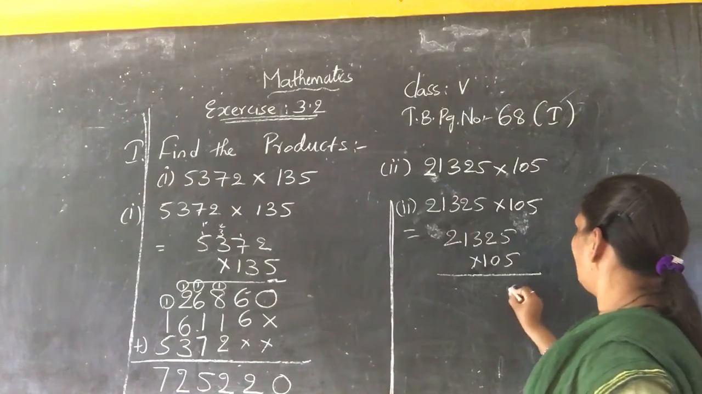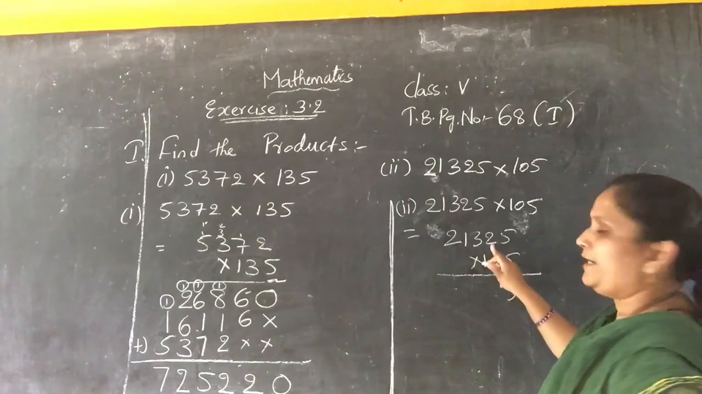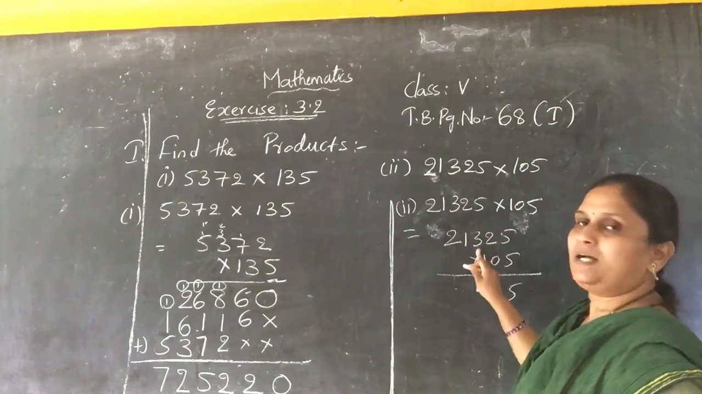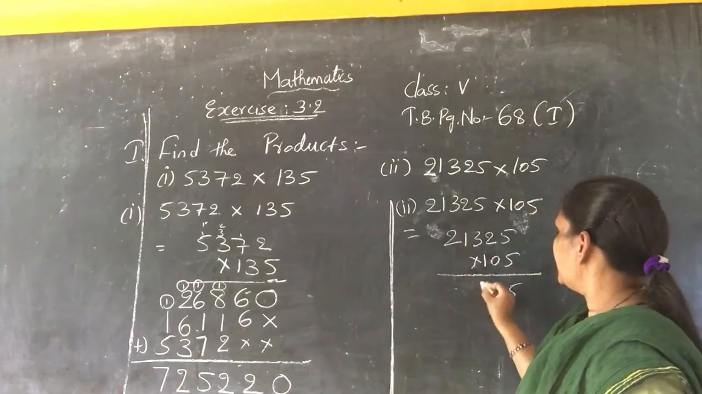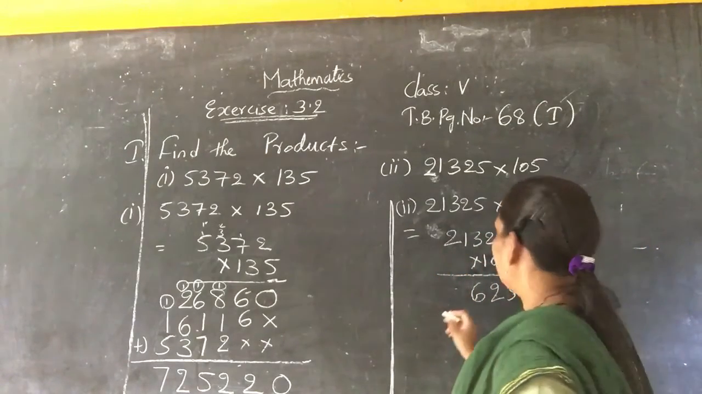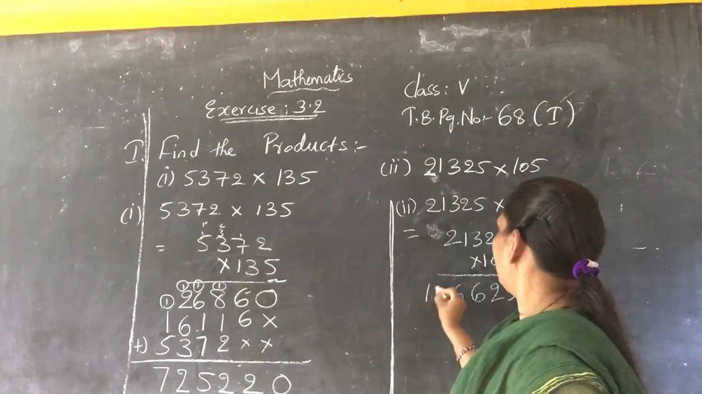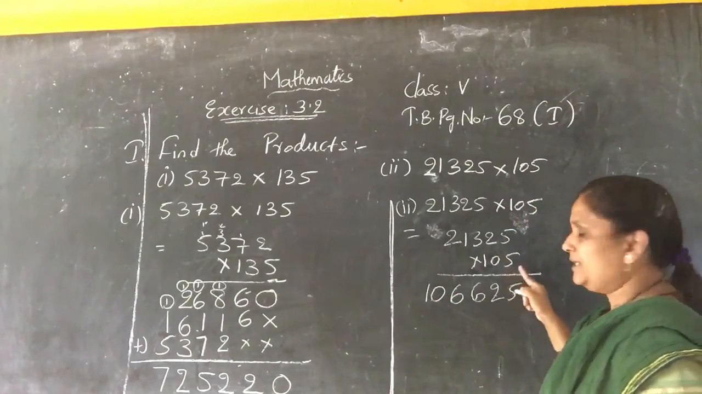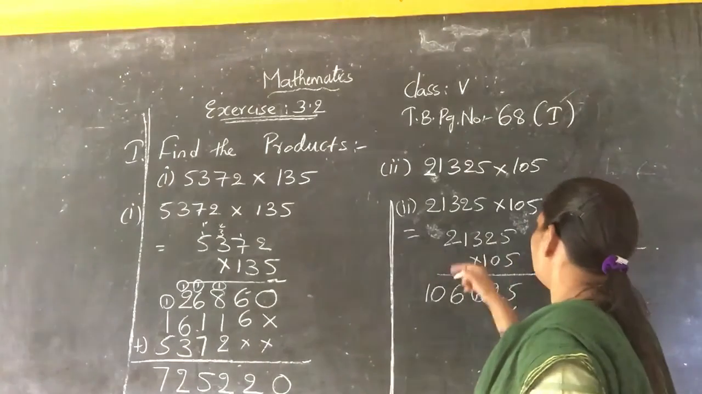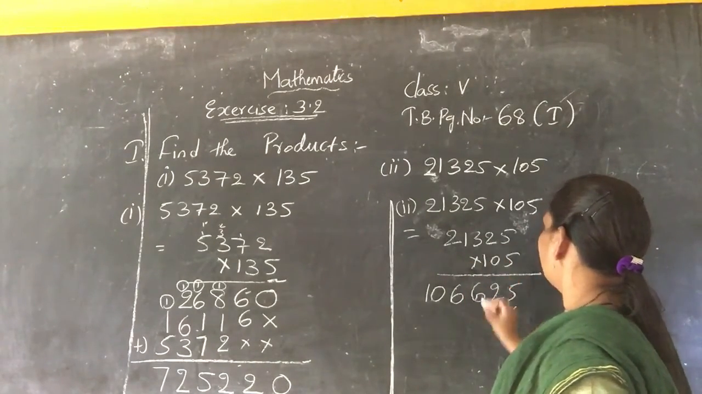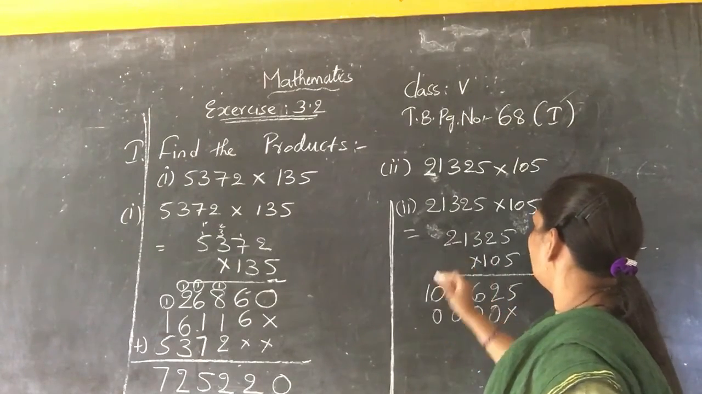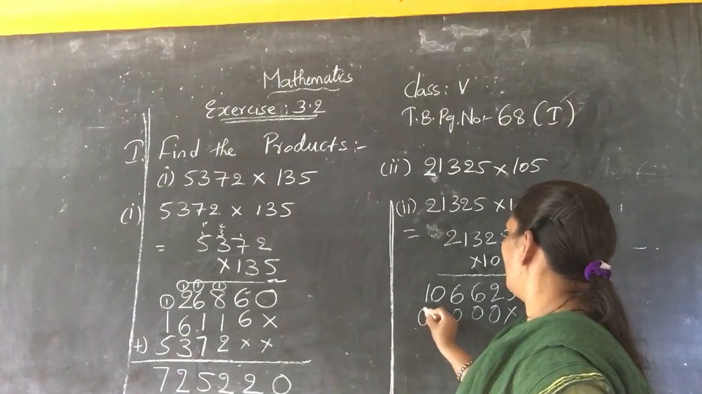5 5s are 25. 2 is the carry forward. 5 2s are 10 plus 2 is equal to 12. 1 is the carry forward. 5 3s are 15. 15 plus 1, 16. 1 is the carry forward. 5 1s are 5 and plus 1, 6. 5 2s are 10. Now ones place complete, put a cross mark in the ones place. Now 0 table is very easy. All zeros: 0 5s are 0, 0 2s are 0, 0 3s are 0, 0 1s are 0, 0 2s are again 0.